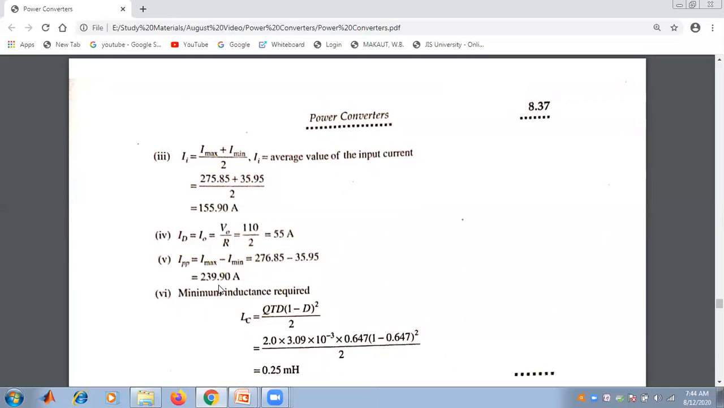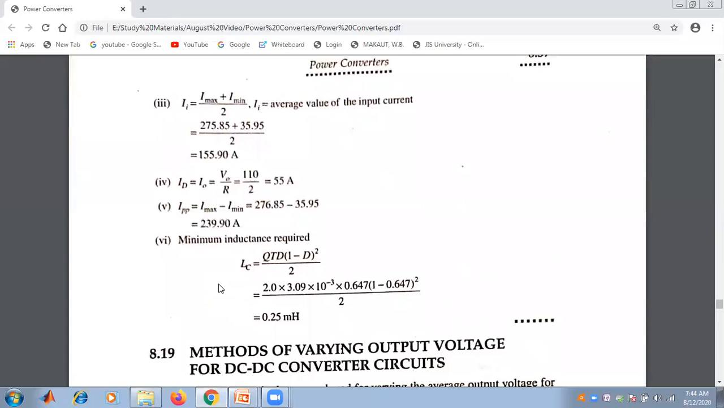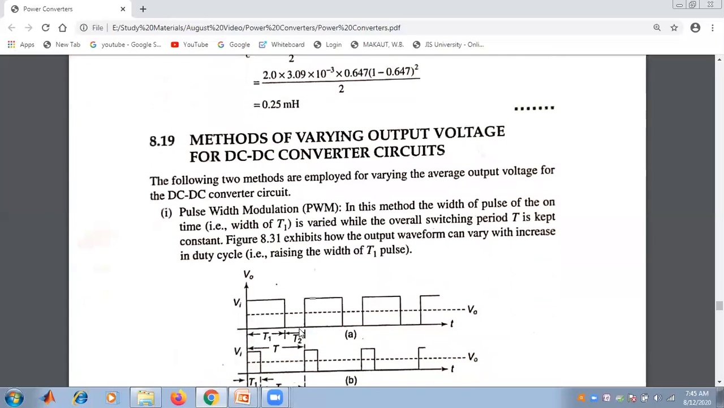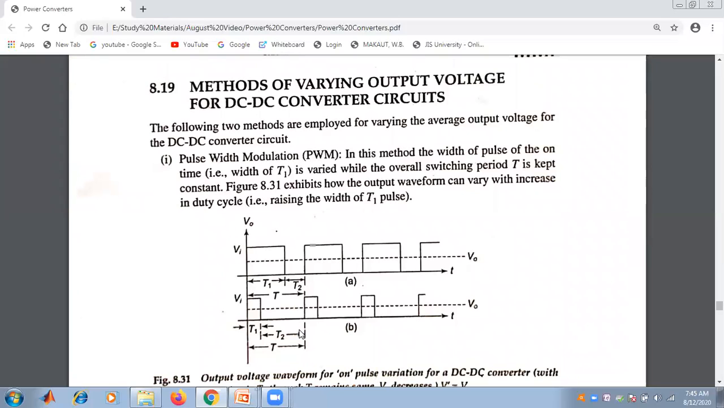Another is the minimum inductance required. We have to get the minimum value of the inductance that is required. Just putting the values, that is R T D1 minus D square by 2. All the values are known to us. So putting those values, we get the minimum value of the inductance required, that is equal to 0.25 millihenry. So in this way, we can solve the problems related to buck boost converters.